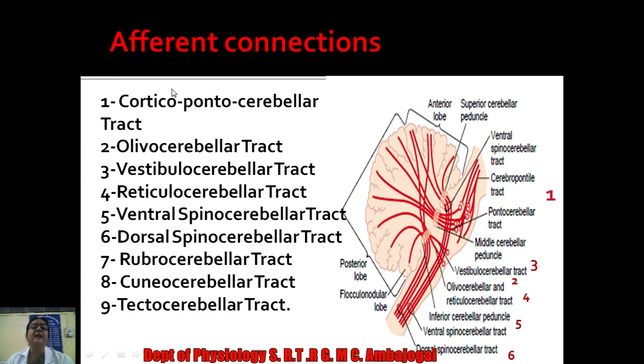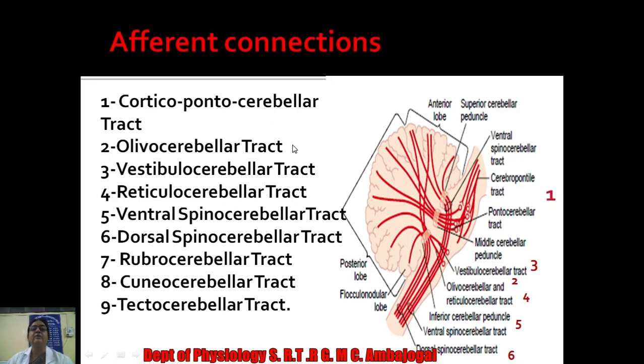And from which part of the cerebral cortex does it carry the information? It will mainly carry the information from the primary motor cortex, the association areas of the motor cortex, that is the premotor cortex, and also the somatosensory areas and its association areas in the parietal cortex. That will relate mainly to the lateral part of the cerebellar hemisphere. And this information is very important for the planning and the timing of sequential movement.